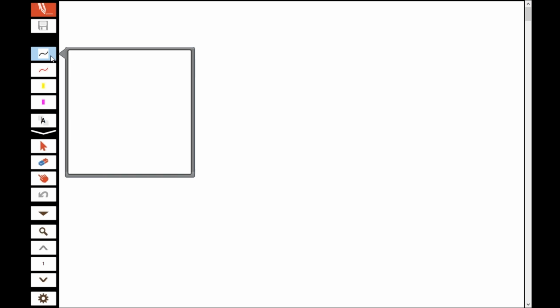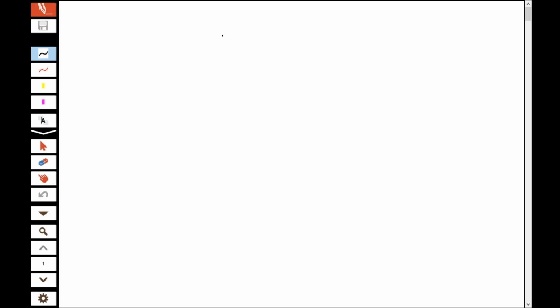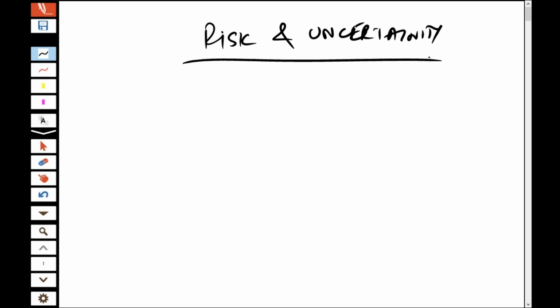Okay, so we are going to start off with the next topic, and this topic is risk and uncertainty. Now, what exactly do you mean by risk and uncertainty?